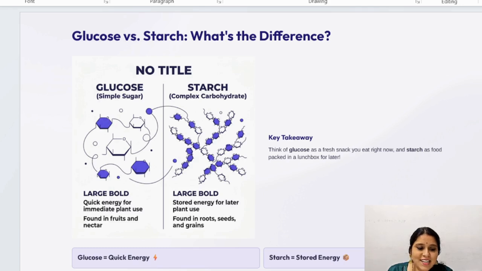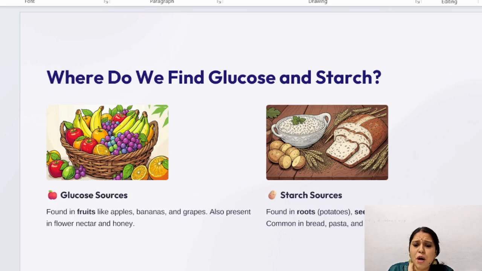Okay, yes. So now let us move on to the next. My question is, where do we find this glucose? Fruits like apples, bananas, grapes, and in honey, flower nectar. And where do you find starch? You find it in potato, bread, rice, corn, right? So that's the difference between glucose and starch. So basically, plants are running the world's biggest food factory.